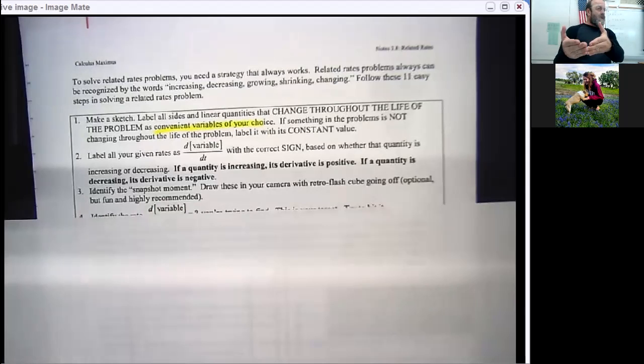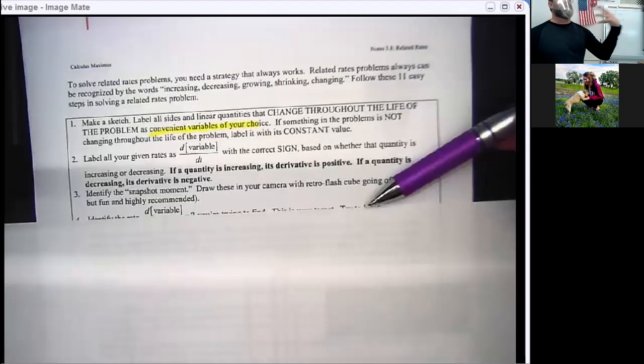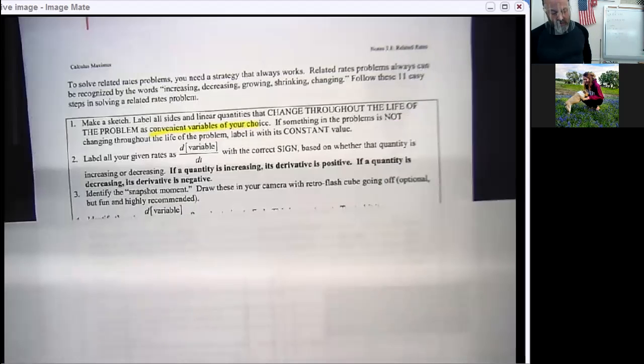There's a snapshot moment. When do we use that snapshot moment? Is it before or after we do calculus? It's after. That snapshot moment happens after the calculus. So you'll notice that we made a sketch, we took our derivative, we labeled everything, then we look at our snapshot moment.